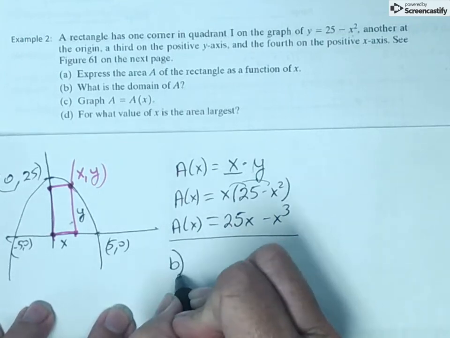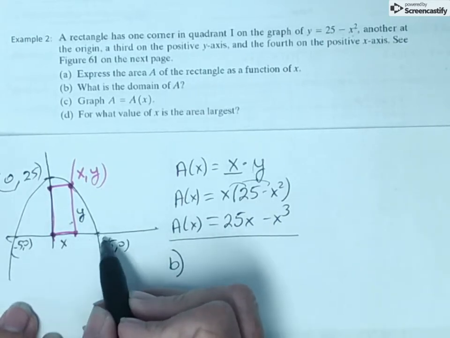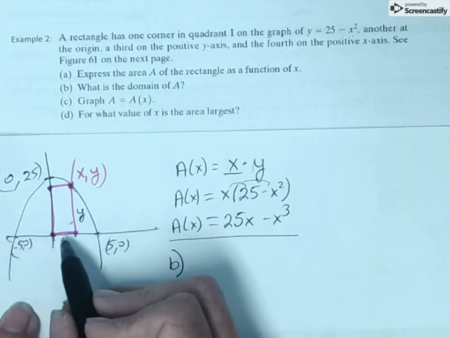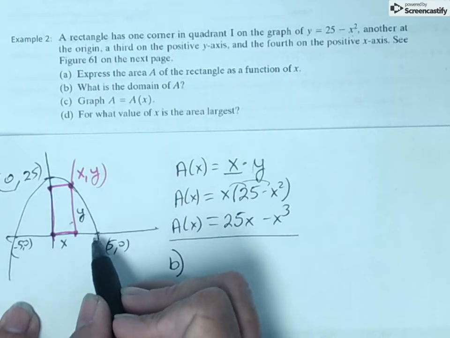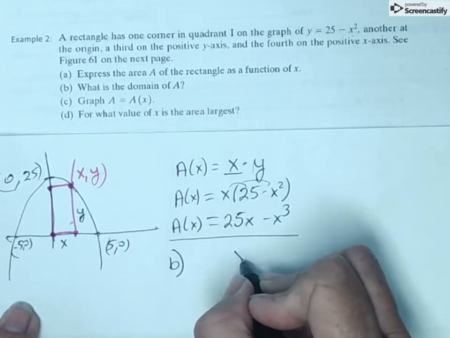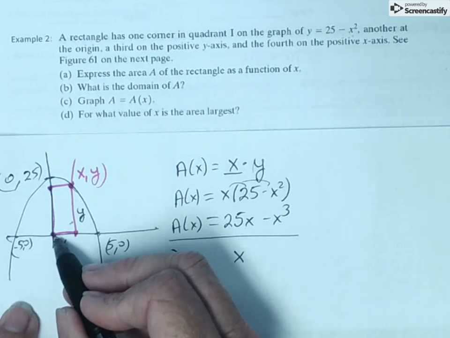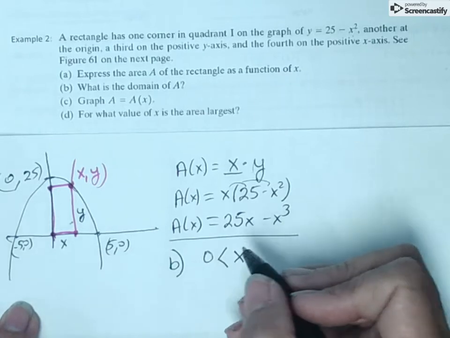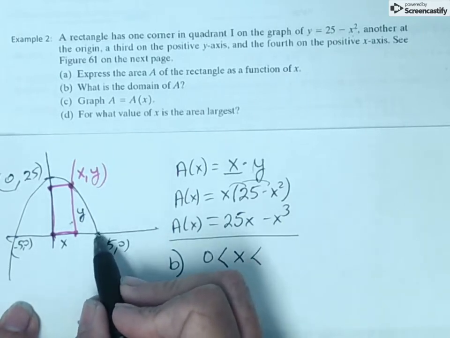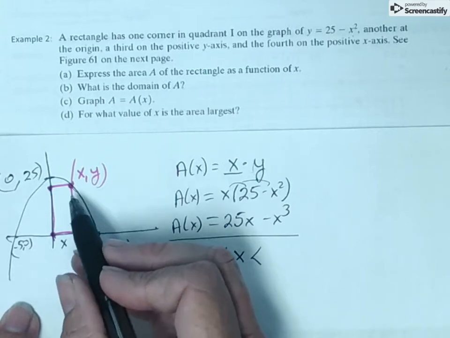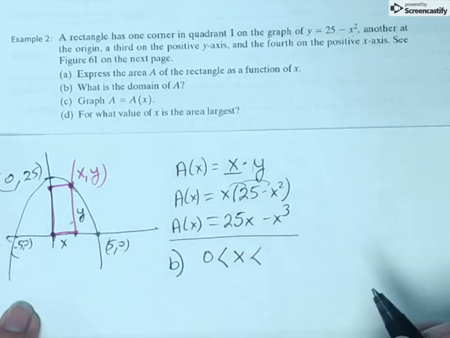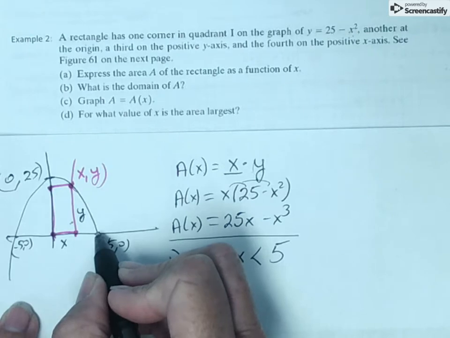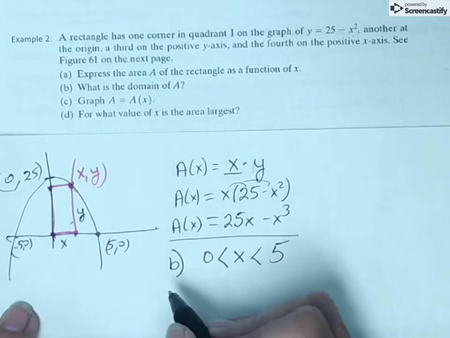Part B, what is the domain? Okay, so what values can x have? Well, if we're in quadrant 1, that means I can't have a negative x value. And if I'm on this parabola, I can't get all the way up to 5. So I know that my x value cannot be 0, because if it's 0, we have no rectangle. So 0 is less than x, which is less than 5, is the maximum I can come over here and keep this rectangle with one corner on the parabola. I can't have it equal 5 because, again, if it equals 5, there is no height to this whatsoever.